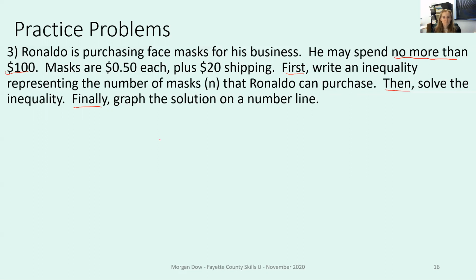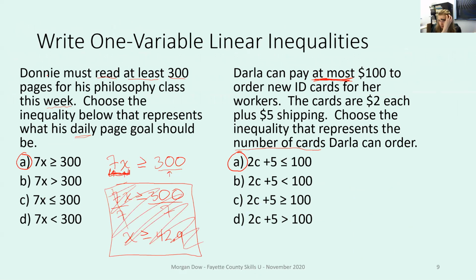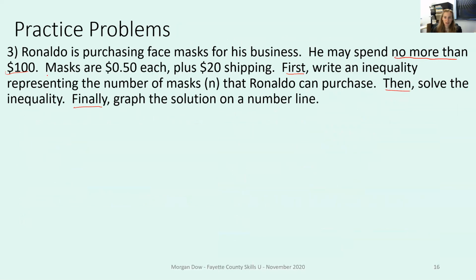a number line. Now, the actual situation here is really similar to the word problem we had earlier with Darla, right? Darla was paying $100 for ID cards. The cards were $2 each plus $5 shipping. This is a similar situation, right, where we've got a total amount we can spend. So no more than $100. We can go up to $100.